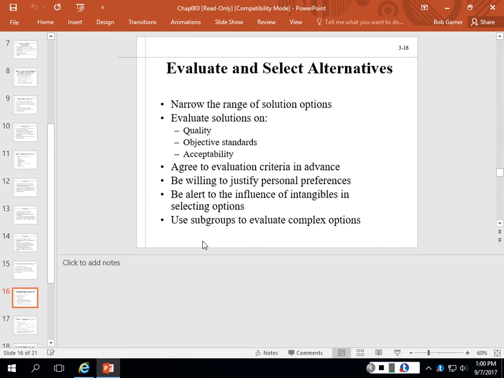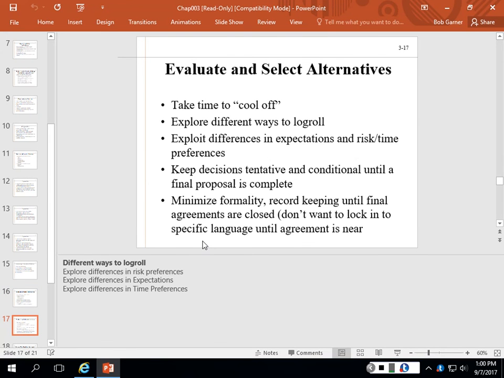A lot of times, and we'll talk about it, I think it's in the ethics chapter, agents can be kind of unscrupulous sometimes, and they'll blame it on the fact that it's not me, I'm just representing the best interest of my client. And use subgroups to evaluate complex opinions. So if there are experts outside, maybe get an outside pair of eyes to look at it. Also take time to cool off, and look at different ways to logroll. Look at my notes, I have three things you need to think about in every deal.